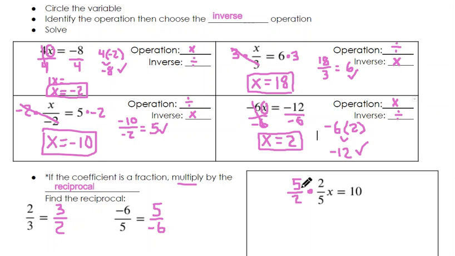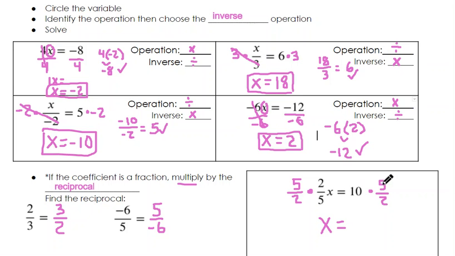So I'm going to times this by the reciprocal, which means I flip the fraction. And the reason I do that is because 5 over 2 times 2 over 5, that cancels out and only gives me 1. And that's what I want. I want 1x. I want one variable, right? It's still an equal sign, so whatever I did to this side, I have to do to the other side to keep it equal, right?